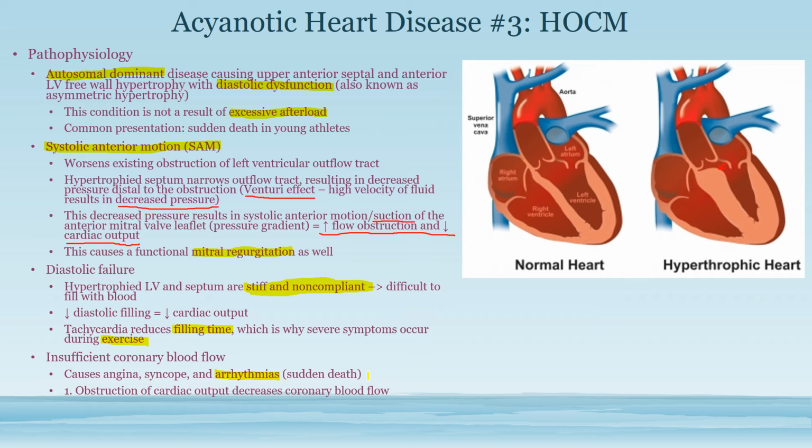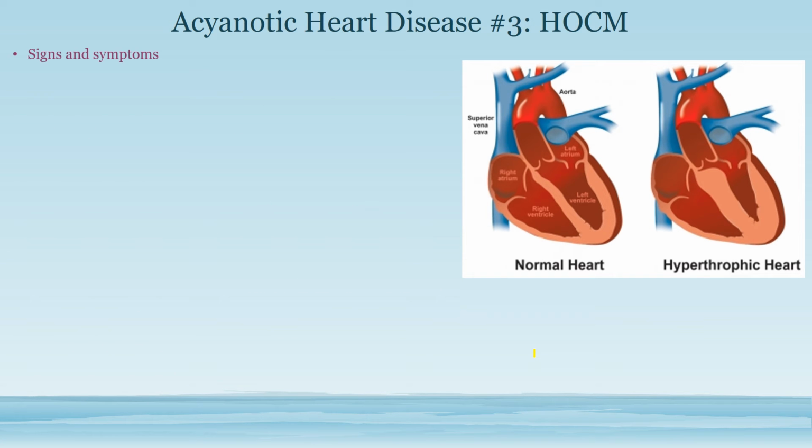You should have obstruction of cardiac output by this systolic anterior motion and the septum, causing decreased coronary blood flow, and also supply and demand mismatch. You cannot meet the oxygen demand of the hypertrophied cardiac muscle because of how thick the muscle is. Let's talk about some signs and symptoms of HOCM now.